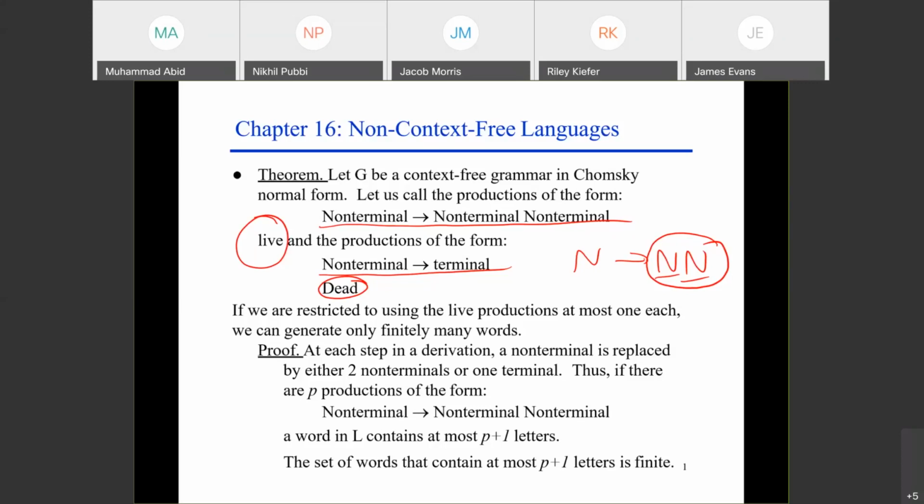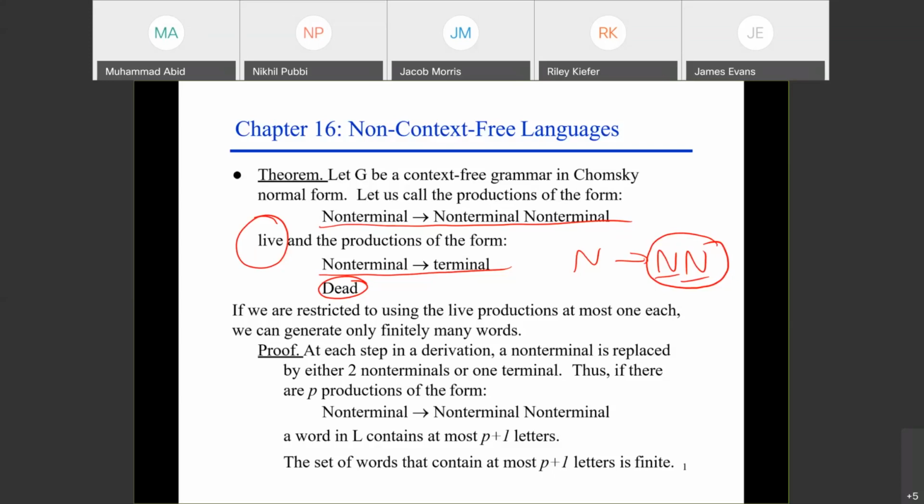So now we are saying we are restricted to using the live productions at most once each. We have a grammar and we want to derive any word, but for the derivation process of that word, we will not use any live production rule more than one time. So we only use one production rule one time, that's it. Next, we will not use that production rule for the derivation of that word. That's it. Okay.